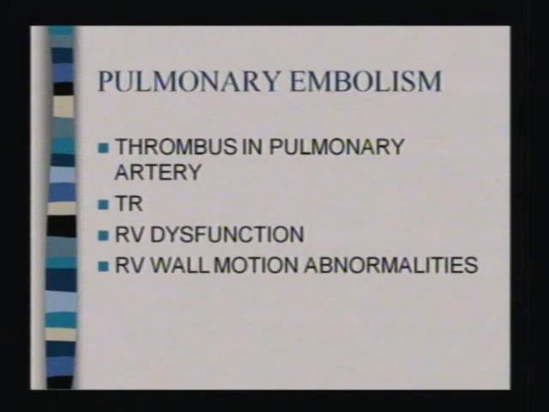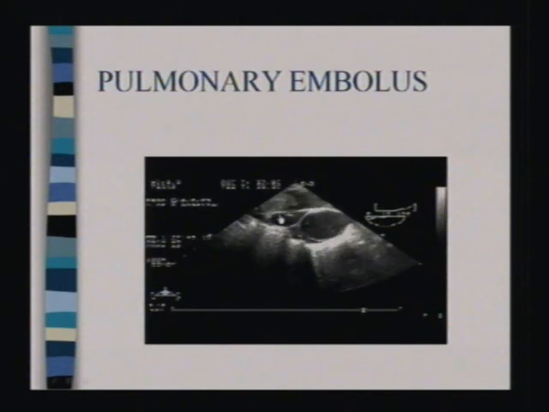In patients with pulmonary embolism, in echo you can sometimes see the thrombus in the pulmonary artery. You have to look at the TR, RV dysfunction and RV wall motion abnormalities. Here this is a patient of pulmonary embolism on a very nice transesophageal echo. You can see the thrombus sitting in the pulmonary artery on the top.